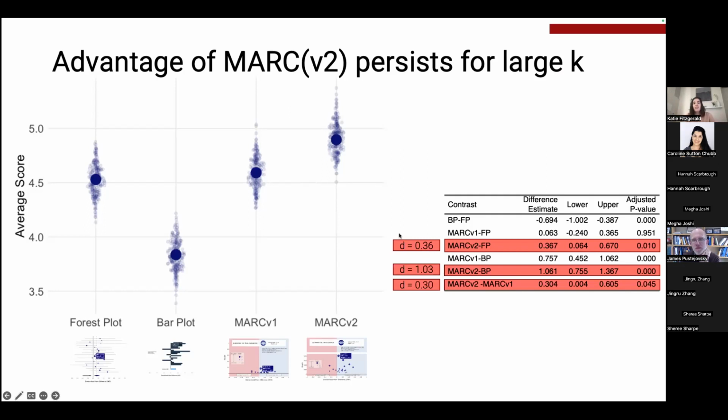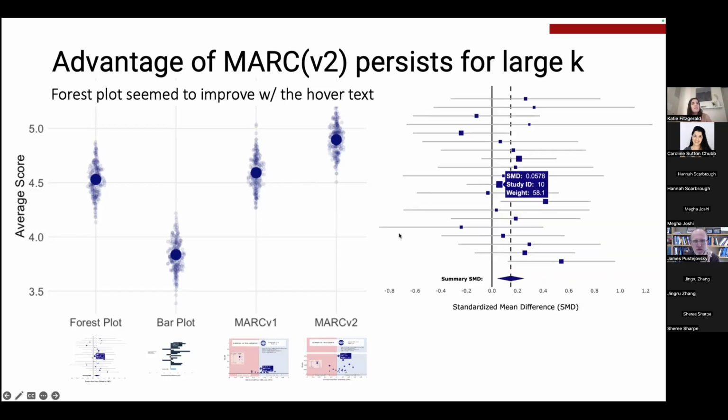But interestingly, something that we found was that the forest plot did relatively better than it did in the previous experiment, which we largely attribute to the fact that weight is now visible via that hover text, right? So people don't have the natural intuition, apparently, that a large square means a larger weight, but when you provide them with that information in the hover text, they're able to do better in reasoning about the data and the evidence there. But the marked plot does still offer some advantages above and beyond the forest plot, though the forest plot did do relatively better than it had done previously.